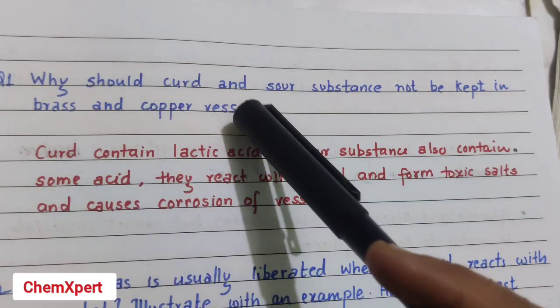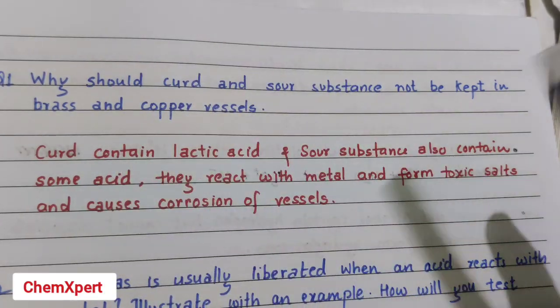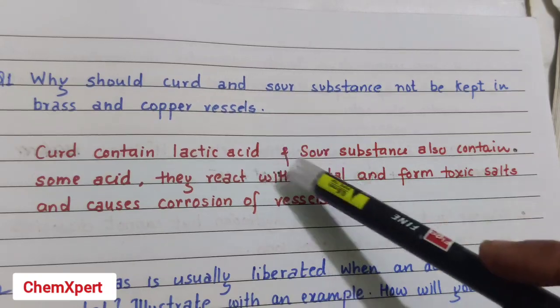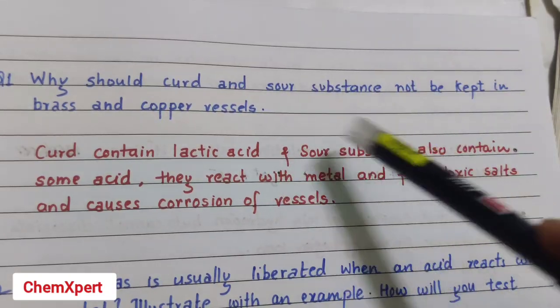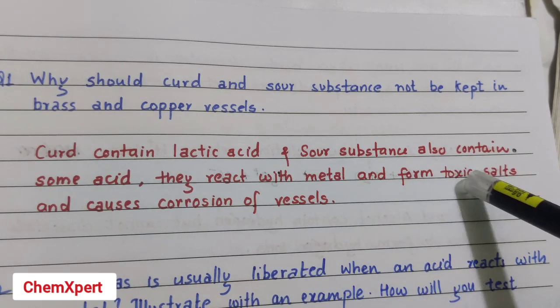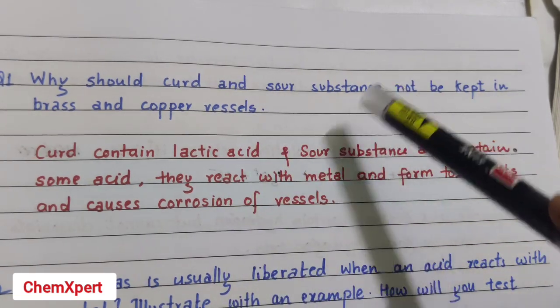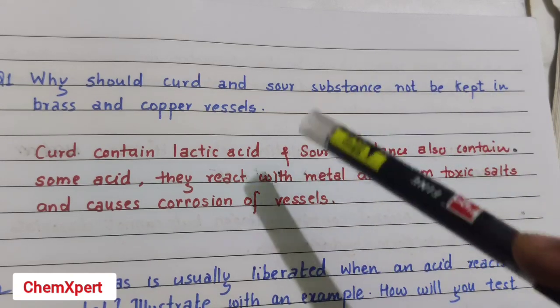Why should curd and sour substances not be kept in a brass or copper vessel? So curd contains lactic acid. Similarly, sour substances also contain some acids. So they react with metal and form toxic salts and cause corrosion of vessels. That is why they are not kept in brass and copper vessels.